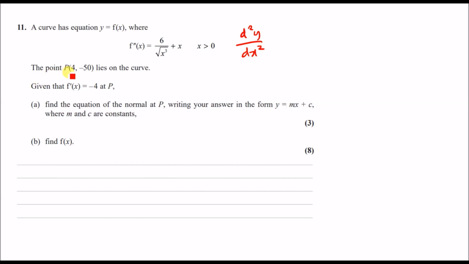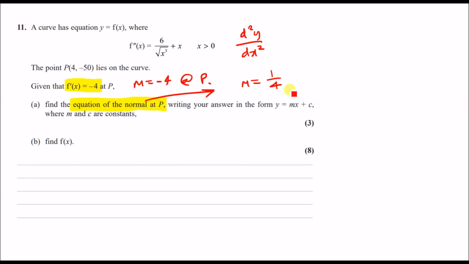Now it tells us that the point P lies on this curve. Given that the first derivative, so this is also known as the gradient expression, equals minus 4, in other words the gradient is minus 4 at point P. Find the equation of the normal at P, writing your answer in that form. Since we know the gradient at P is minus 4, the normal is the perpendicular gradient, guys. So if the gradient is minus 4, then the new gradient for the normal is the negative reciprocal, which is plus a quarter. Just remember, all you do is flip the sign and make it 1 over.